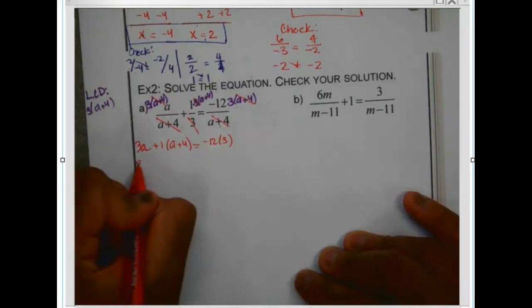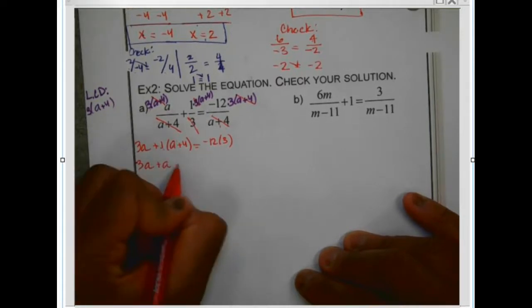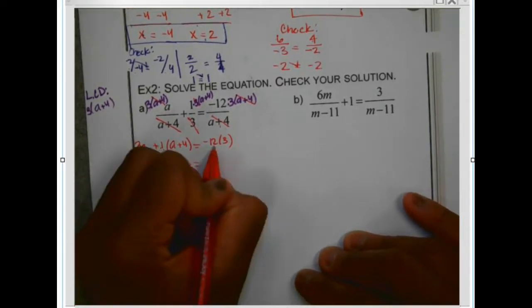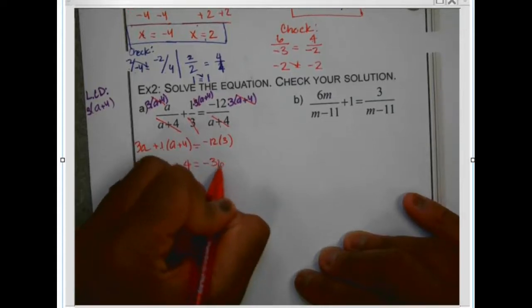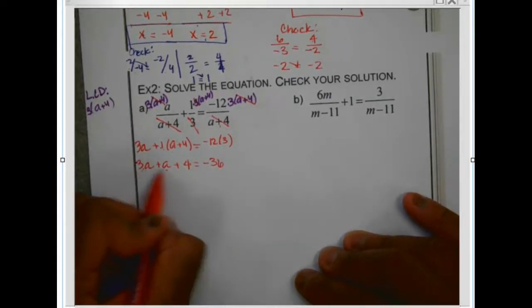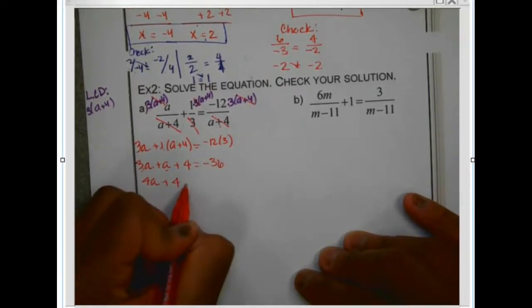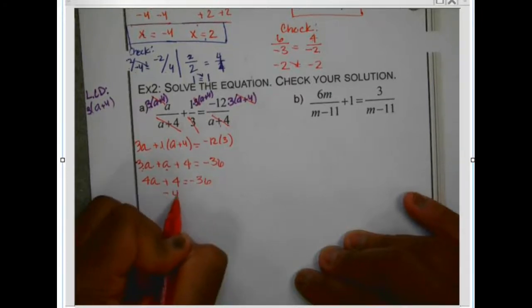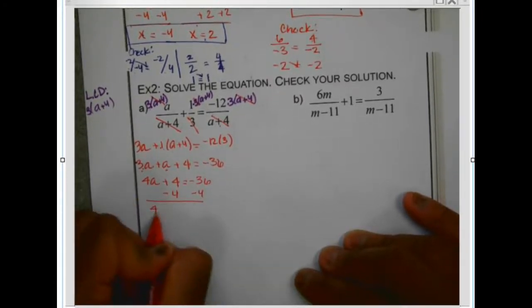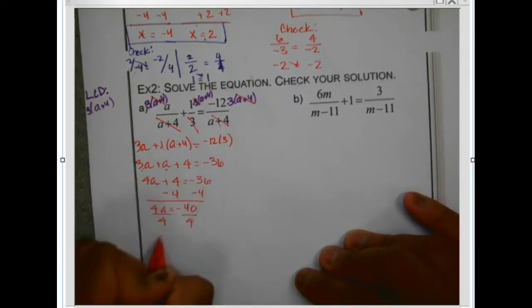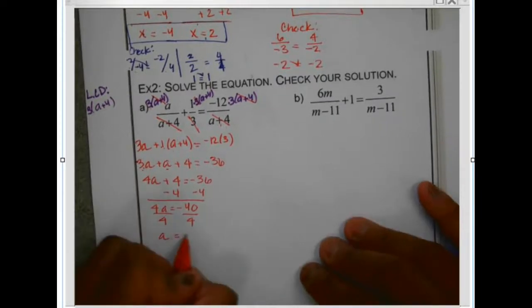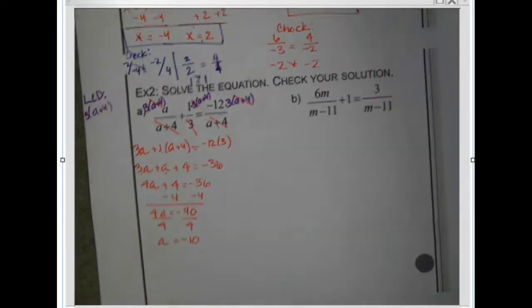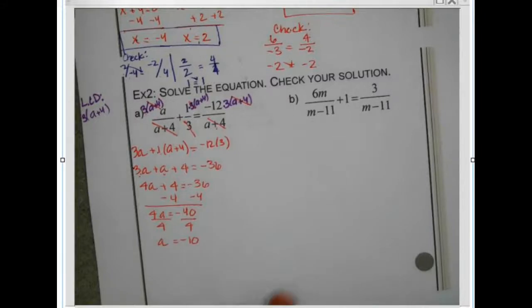Let's simplify a bit. This is 3a, 1 times a plus a, 1 times 4 plus 4 is equal to negative 12 times 3, which is negative 36. Let's combine my like terms. 3a plus a is 4a plus 4 equals negative 36. I will subtract 4, and I get 4a is equal to negative 40, divided by 4, and I am saying that a is equal to negative 10. Would you agree? Maybe, but we'll know for sure if we check it to make sure.